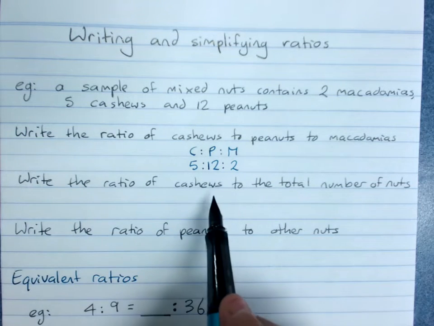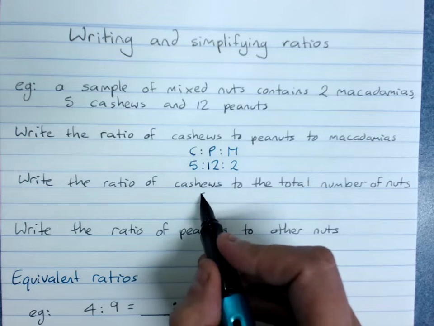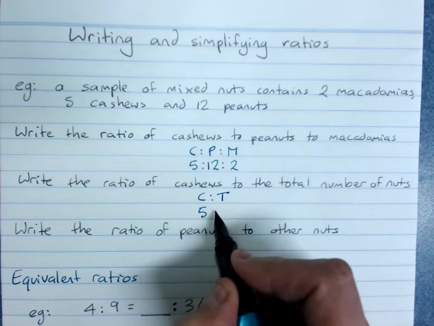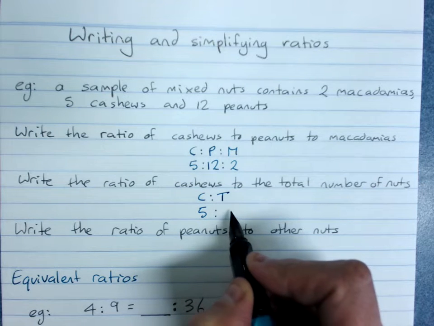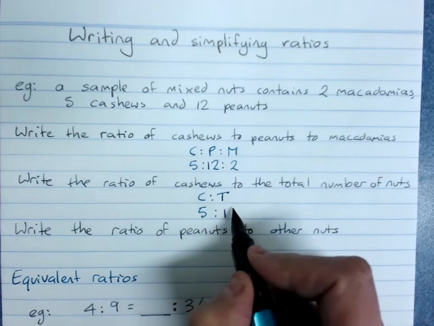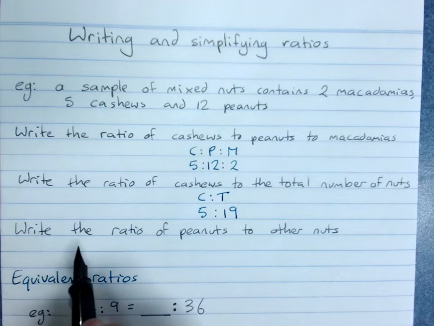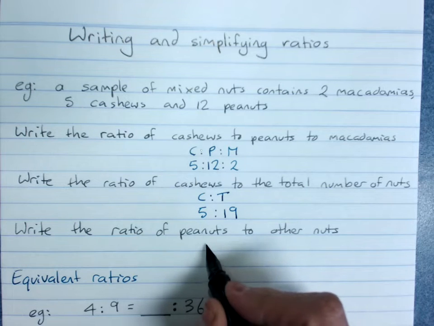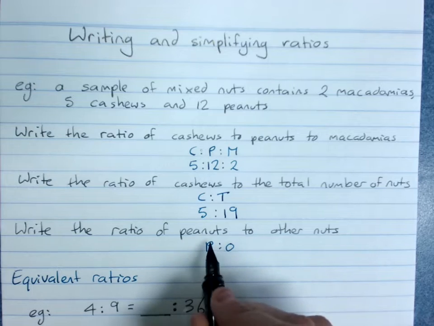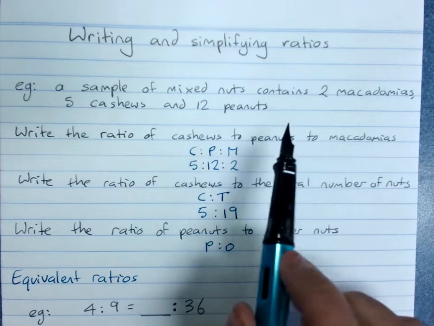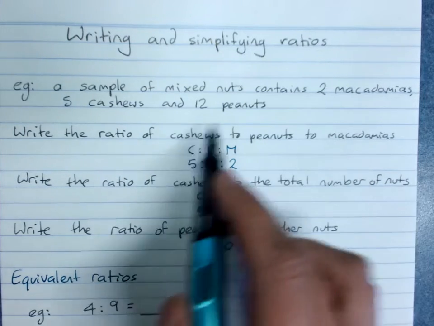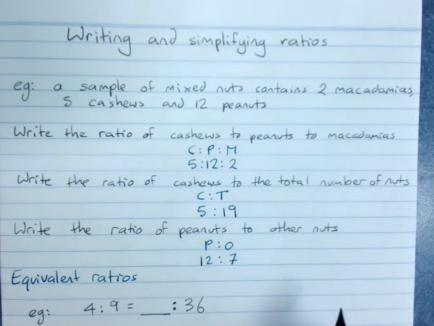Write the ratio of cashews to the total number of nuts. We label our ratio, cashews to total. There's 5 cashews, and the total number of nuts is 2 plus 12 plus 5, 19. Write the ratio of peanuts to other nuts, peanuts to other. Now, this isn't peanuts to total because the other nuts are just the cashews and the macadamias. So there's 12 peanuts to 7 other types of nuts.